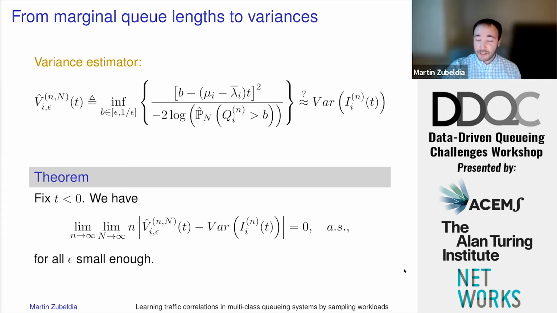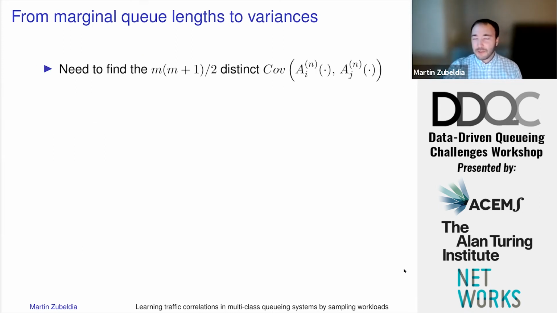So this is good. With this, we're saying we can actually invert the Q-length distribution and get the variance of the input process. Now, what we wanted to find was the whole covariance matrix of the arrival process. So we need to find all the m times (n plus 1) over 2 different covariance functions.